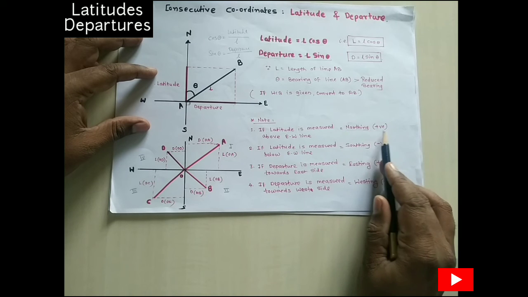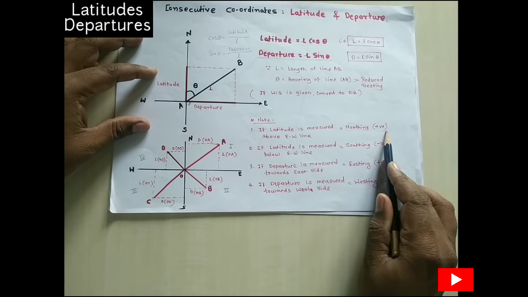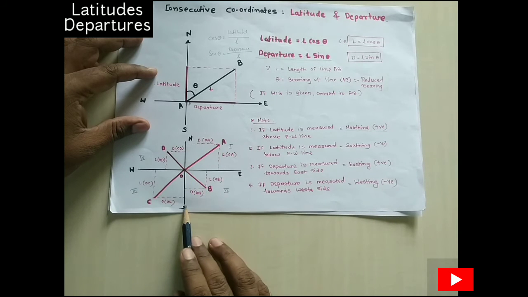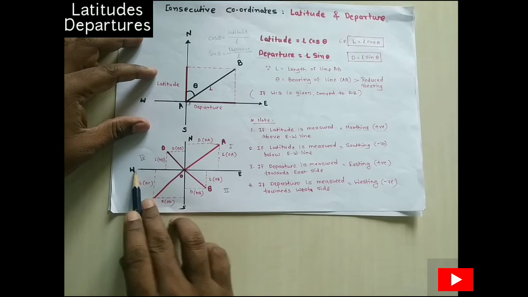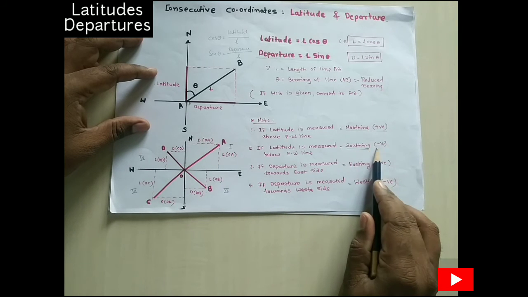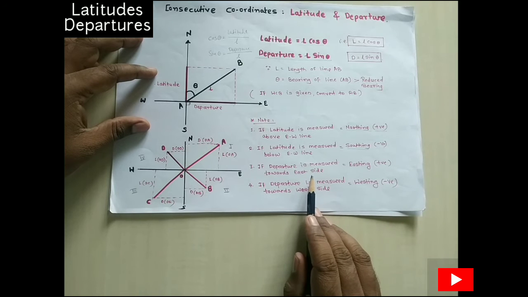Okay, and the sign convention for northing is positive. Remember this thing. Got it? If the latitude is measured downward or below the east-west side, then it becomes southing, and it is negative.